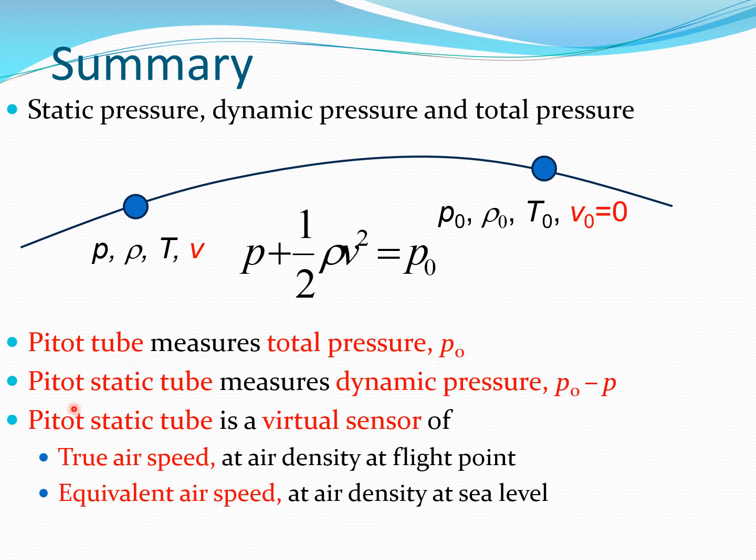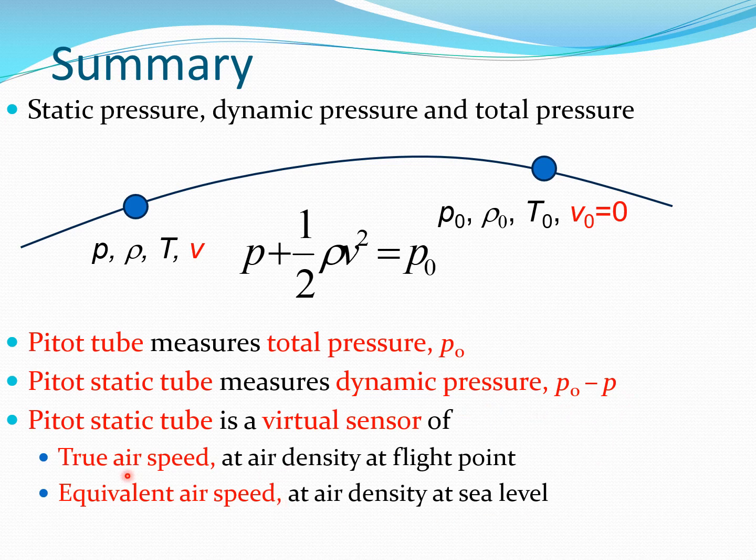There is another device, the Pitot static tube, which measures the dynamic pressure P0 minus P, because you can see here P0 minus P is nothing but half rho v square. So the dynamic pressure is measured by the Pitot static tube. Now the Pitot static tube is actually a virtual sensor, because what it does is that it calculates true airspeed, or it can also calculate the equivalent airspeed, by using this pressure differential between P0 and P.